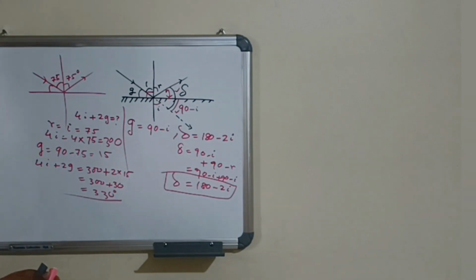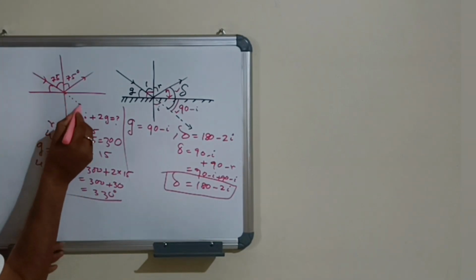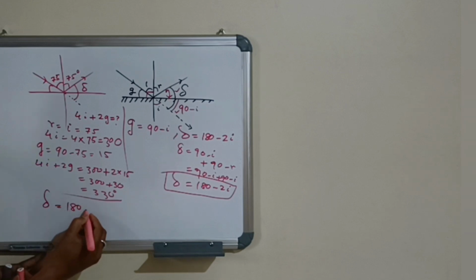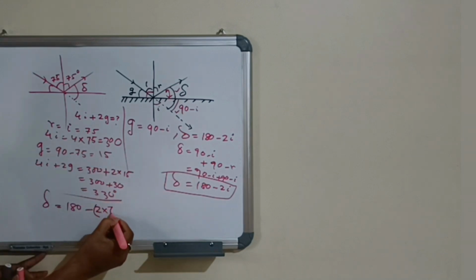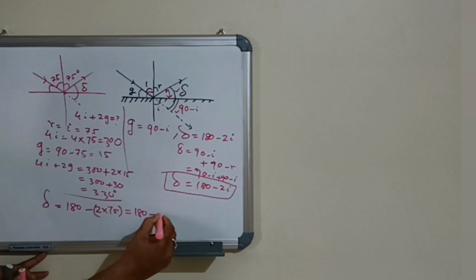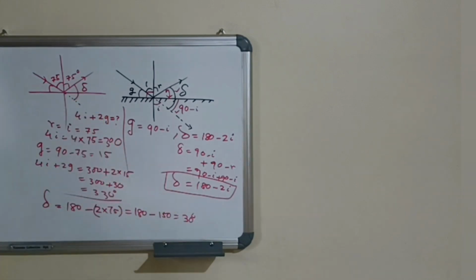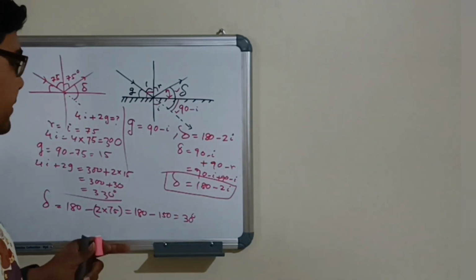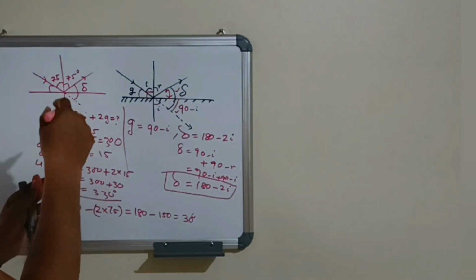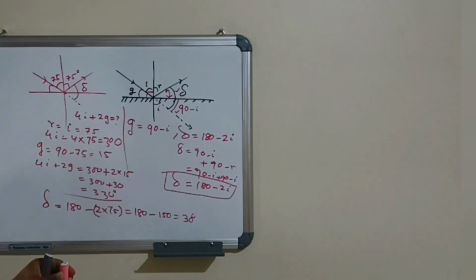Now calculate the angle of deviation. We know the formula, the angle of deviation delta is equal to 180 minus 2 into I. I is equal to 75. So it is 180 minus 150 is equal to 30 degree. So this is the deviation that is produced in the absence of the plane mirror, with the reflected ray.